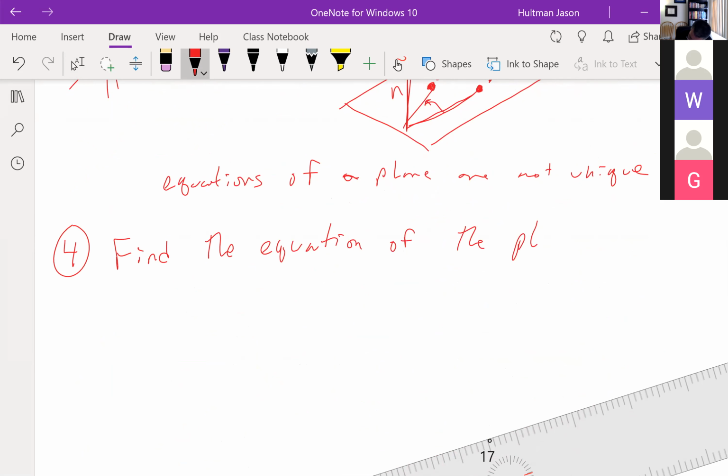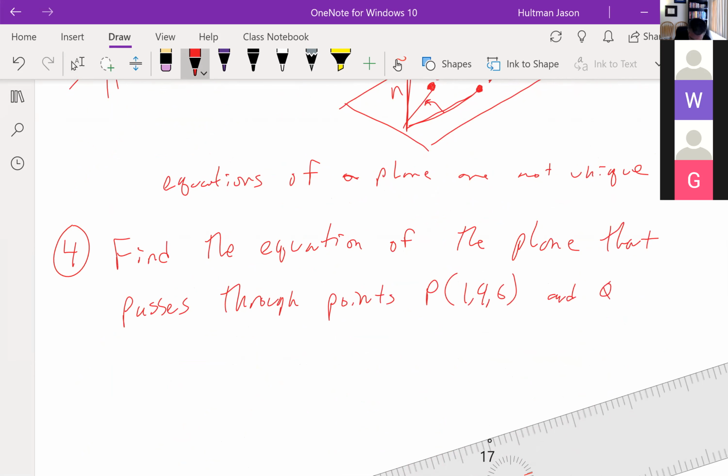So number 4 here. Find the equation of the plane that passes through points P(1, 4, 6), and Q(-2, 5, -1), and R(1, -1, 1).